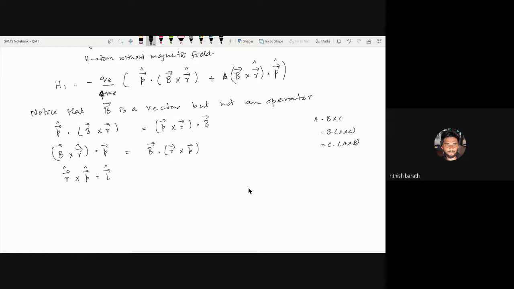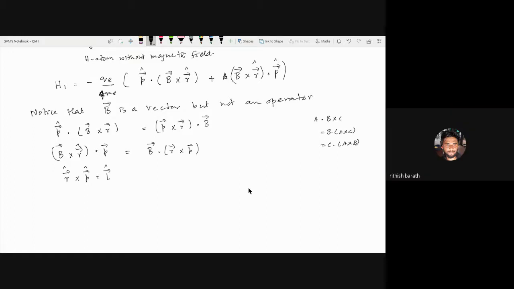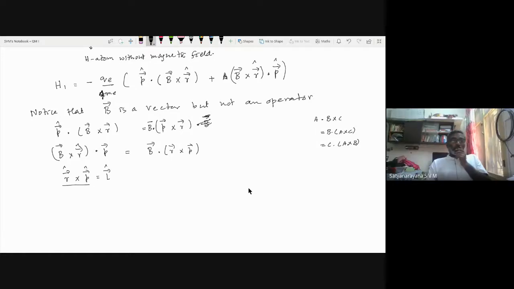So you might want me to write this as B dot P cross R. Yes, that's what I'm doing. The dot product anyway commutes, so it doesn't matter. So maybe if you want, I can write it like that, B dot. R cross P is the angular momentum operator.